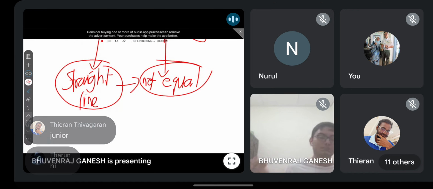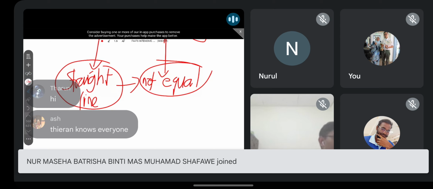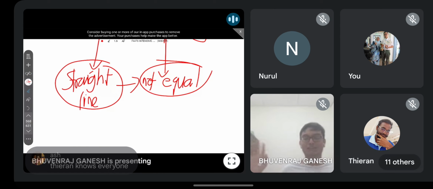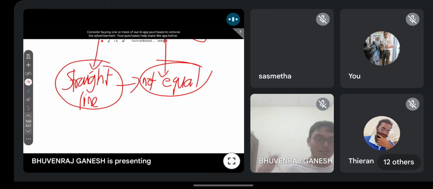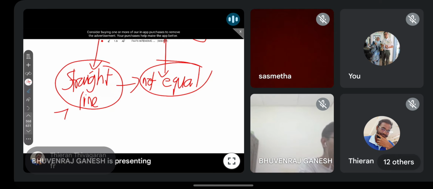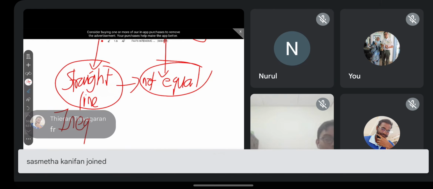Okay, so this is the property to show straight line not equal. So simple, guys. Let's say I don't want to talk about maths now. Saya tak mau bincang dah pasal mathematics. I talk in terms of the inequality, guys. Simple only, this one.